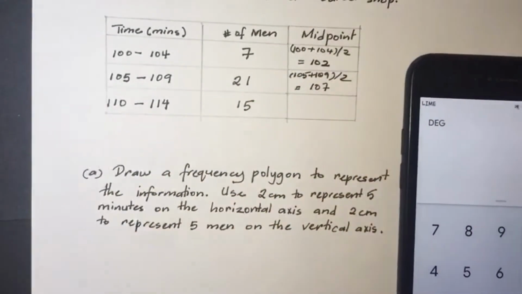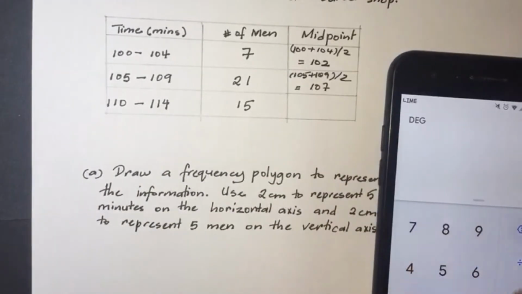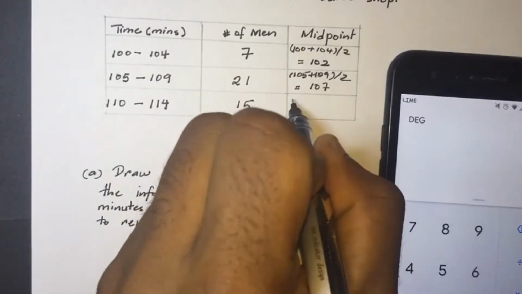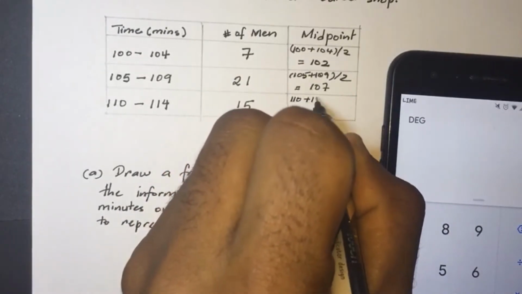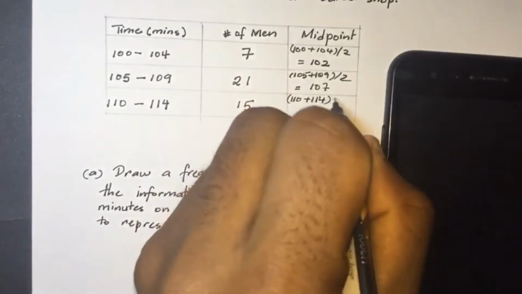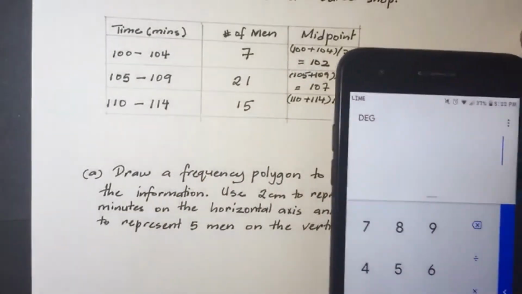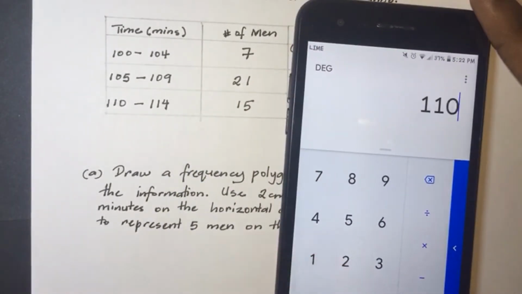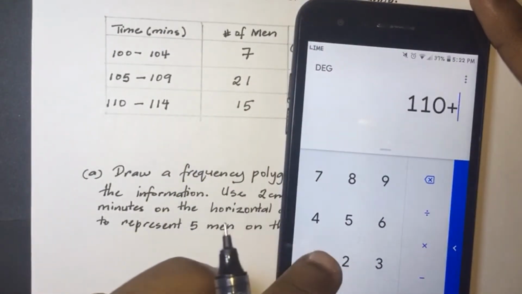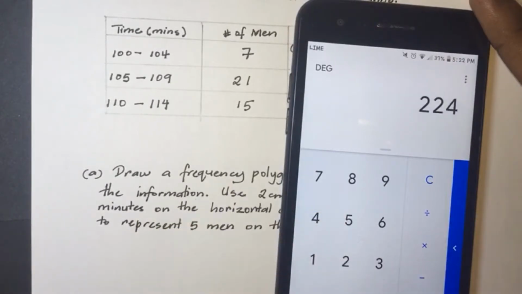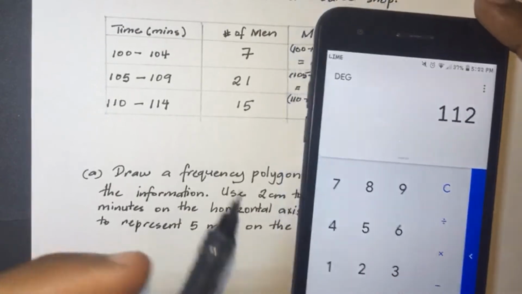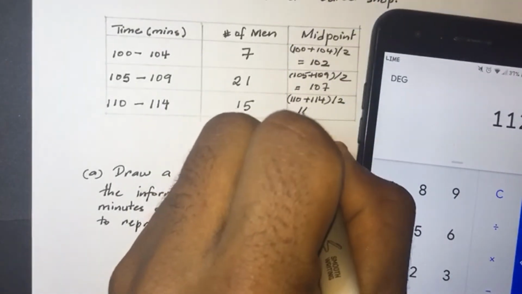And the last one, what do you get? Which two numbers would you have to add, then divide by 2 to get the midpoint for the last row of data? Well, it would be 110 plus 114. What does that look like in my calculator? 110 plus 114 will give me 224. Then I'm dividing that by 2, which will give me 112.